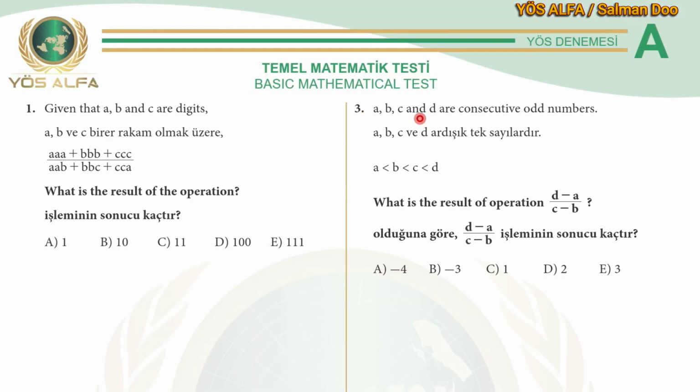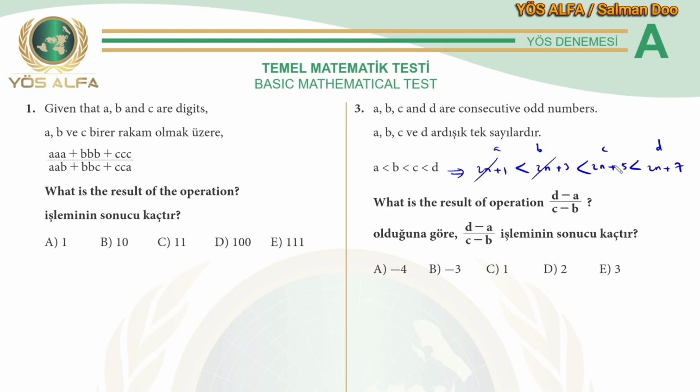Number 3. A, B, C, and D are consecutive odd numbers. What is the result of the operation? So we can write these four consecutive odd numbers as 2n plus 1 for the first odd number, since this is the general format of an odd number, considering that n is an integer. So the next odd number would be 2n plus 3, and the next is 2n plus 5, and the next is 2n plus 7. So these are A, B, C, and D.